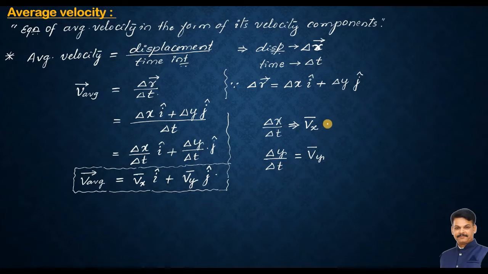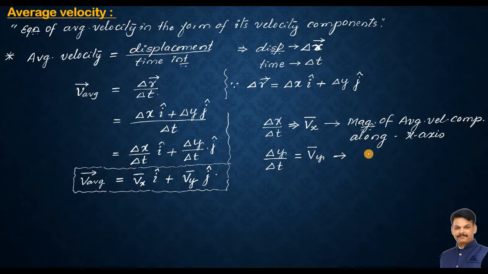Here, dear students, Vx is the magnitude of the average velocity component along the x-axis. That is very important. Similarly, Vy is the magnitude of the average velocity component along the y-axis. I hope the equation is clear and you don't have any doubts regarding this.